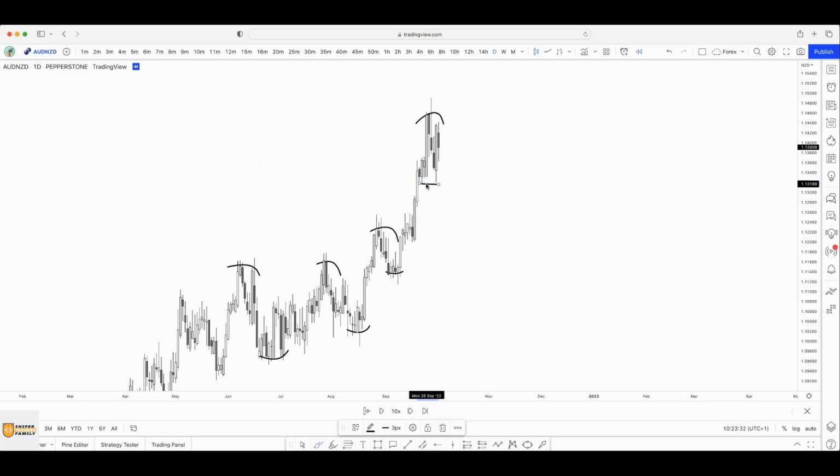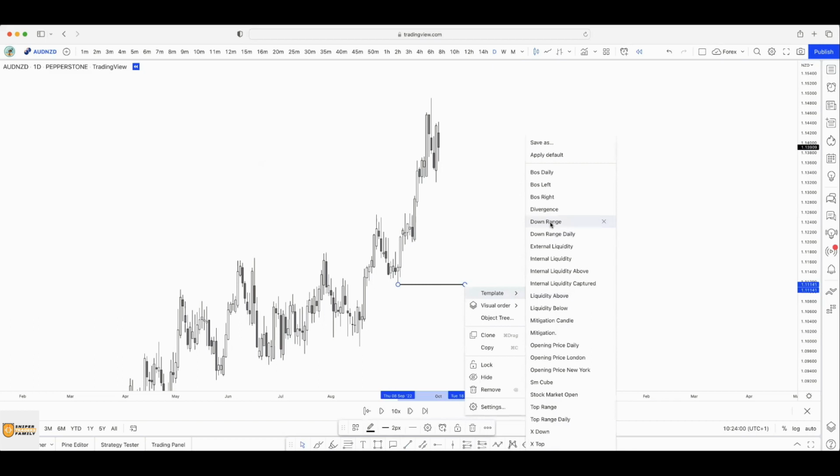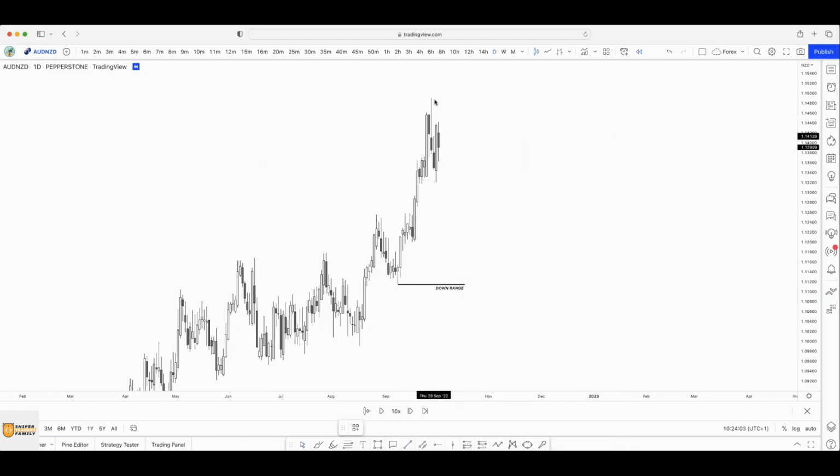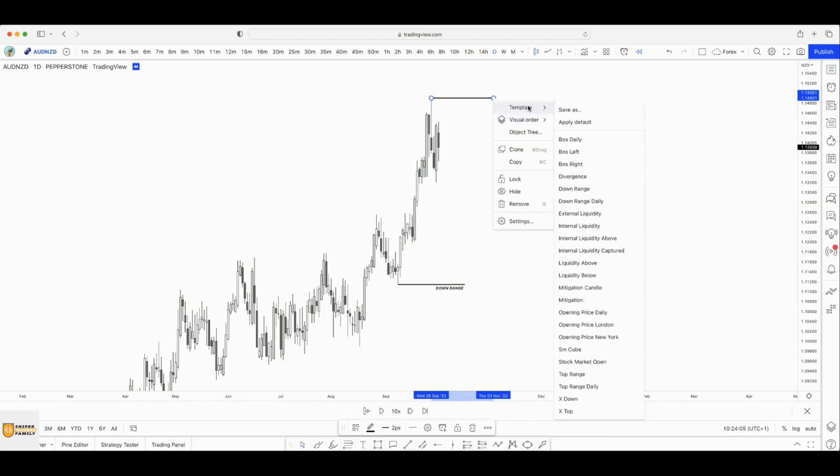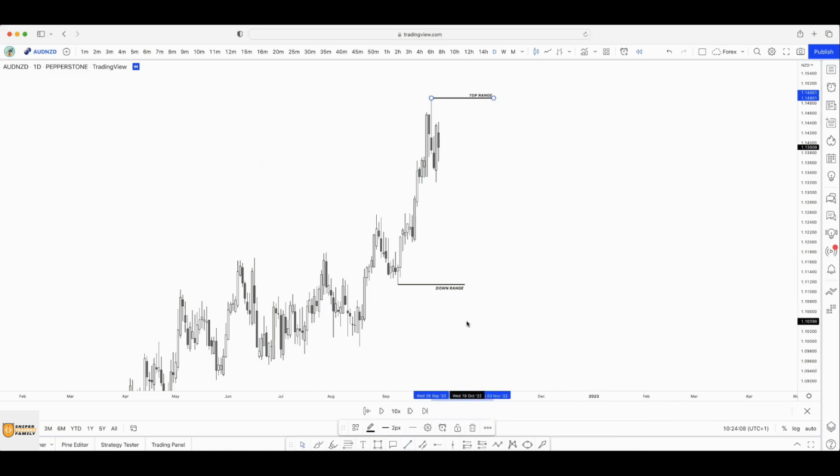And then after the liquidity, I can also see an imbalance in price, right? So I see the liquidity, I see the imbalance. Those two conditions alone can make price retrace that far. Exactly. So now in terms of the daily range, I have this as the down range here for me, and I have this as my top range on the daily time frame. All right, so now I have this as down range and then top range.